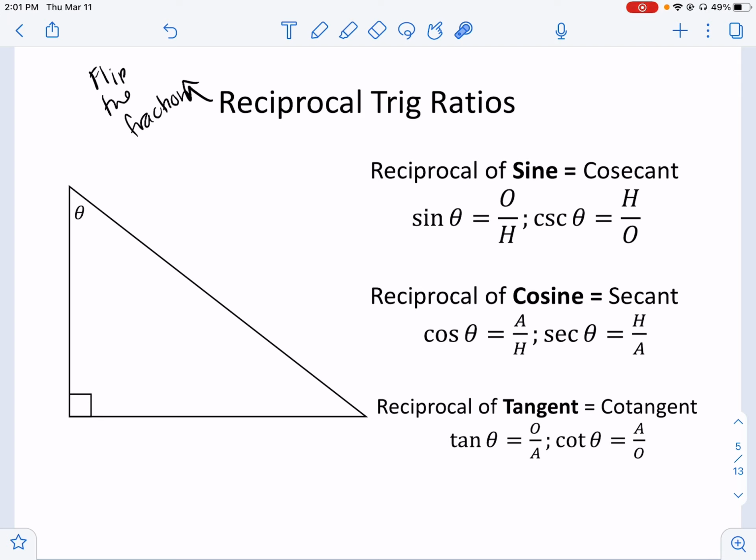The easiest way of trying to remember which ones go with which is I always say each partner needs a co. Co kind of means partner. So sine needs his co, so he gets cosecant. Cosine already has a co, so it needs a partner that doesn't have it. And obviously, we're typically pretty good at remembering that tangent and cotangent go together. So that's how I remember these.